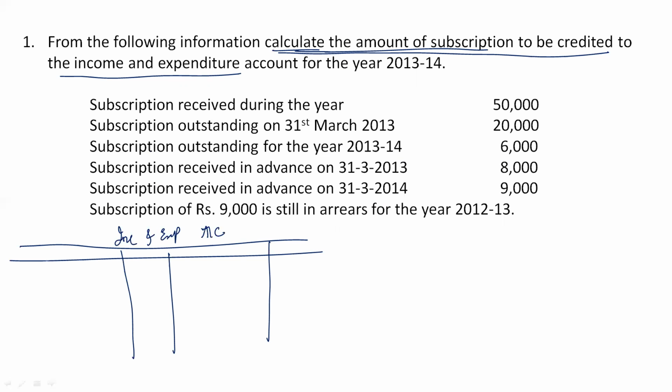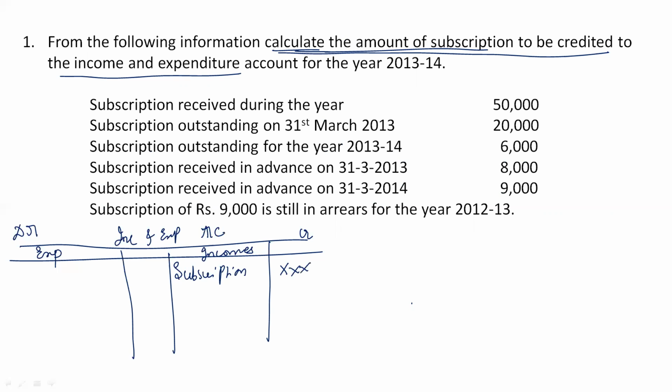This is income and expenditure account. On debit side, we record all expenses or expenditure, revenue expenditure. On credit side, we record all revenue incomes. So subscription is a revenue income. We will take subscription on the credit side. Correct. Now here what amount should be taken?